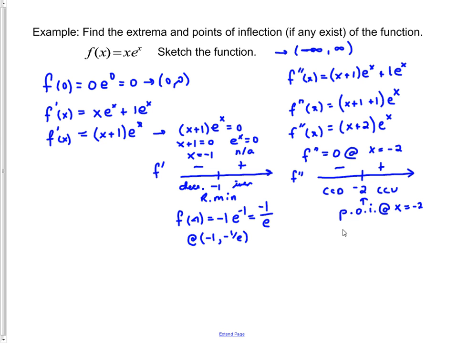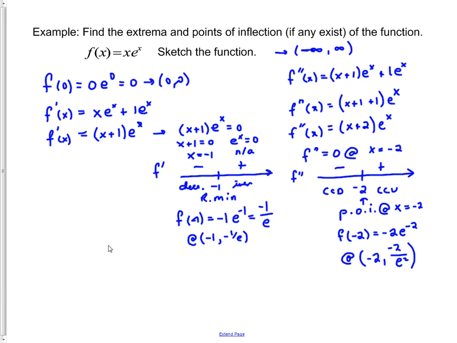And if we're looking for the coordinate of that, we go back to our original function. f of negative 2 is going to be equal to negative 2 times e to the negative 2, or stated another way, our point of inflection is going to occur at negative 2 over e squared. All right.